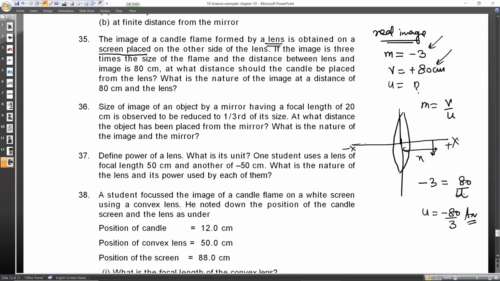Now if I ask you to calculate the focal length, please try to calculate the focal length of the lens. So 1/20. Okay, focal length is 1 by 20.